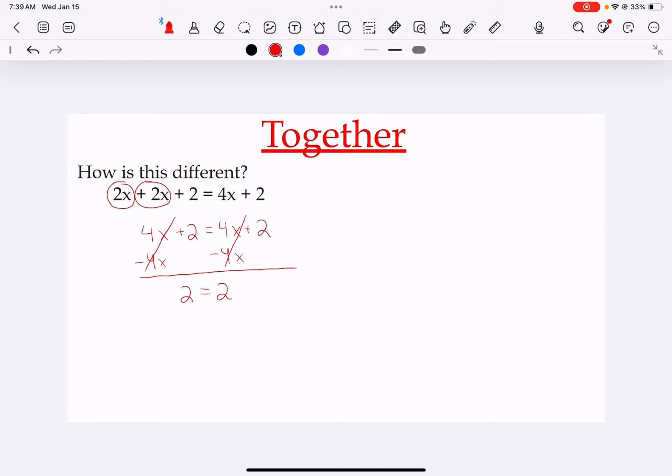Now when my variables get eliminated and there's no variables left, and I'm left with an equation that is true, that means I have infinite solutions. That means that I can substitute in any number for x to make this equation true. And it makes sense because at a certain point I had 4x plus 2 equals 4x plus 2. Both sides of the equation were the same, so it doesn't matter what variable I use.